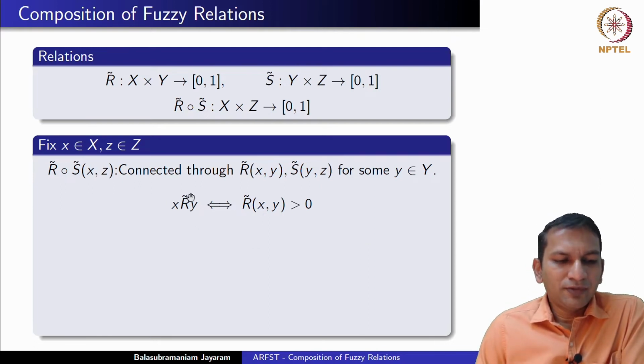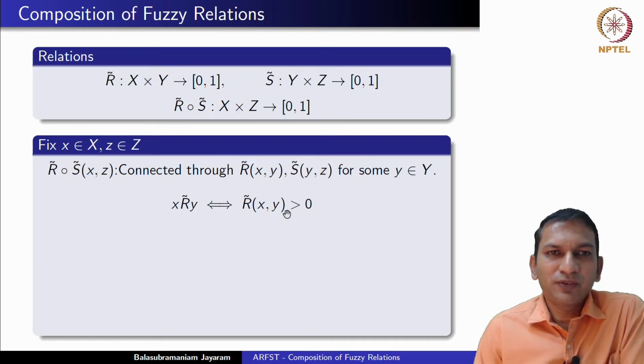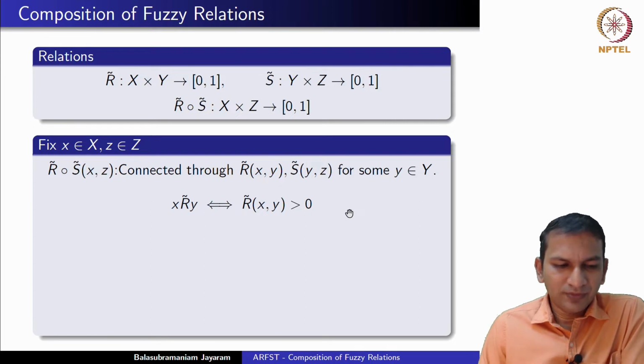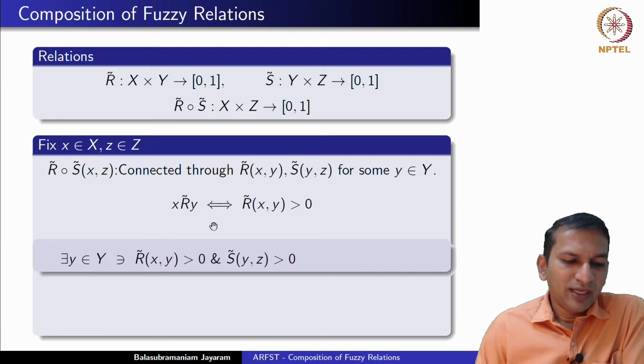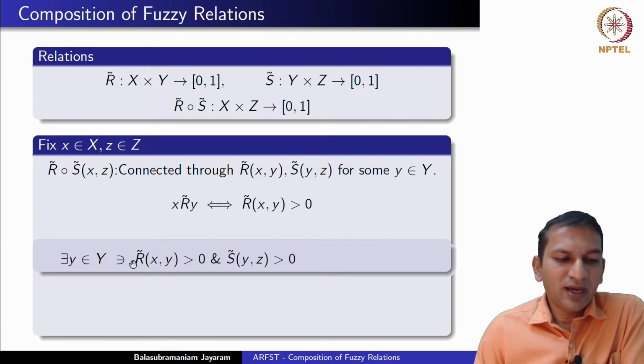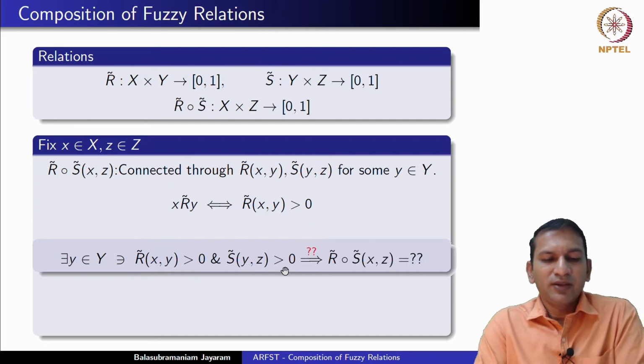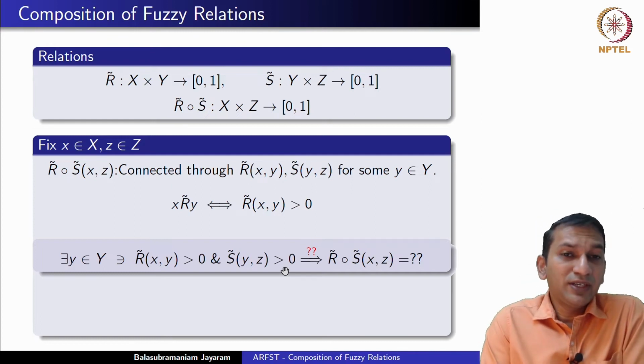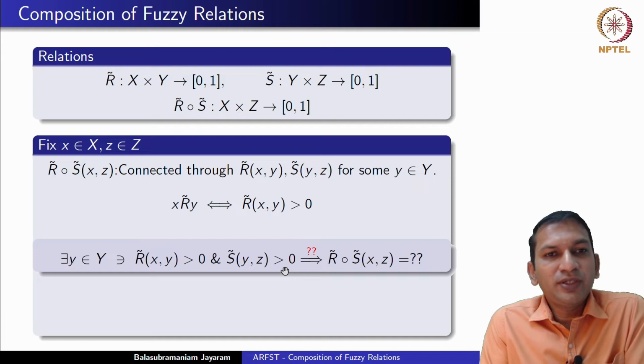So, under a binary fuzzy relation, we say x and y are related if xy belongs to the support of the fuzzy relation, or the fuzzy set on this Cartesian product. That means we only know R of xy is greater than 0. So now what we want is, given that there exists a y such that R of xy is greater than 0 and S of yz is greater than 0, we want to say whether R circle S of xz is greater than 0, and if it is greater than 0, we want to be able to determine it.